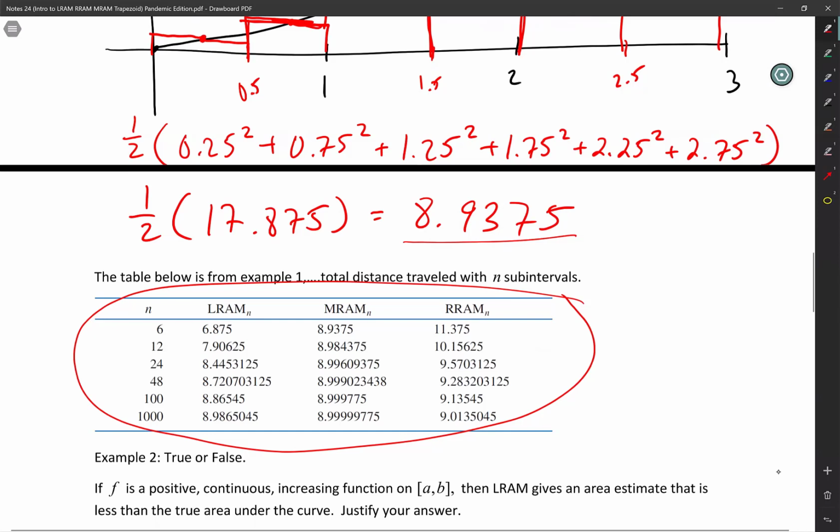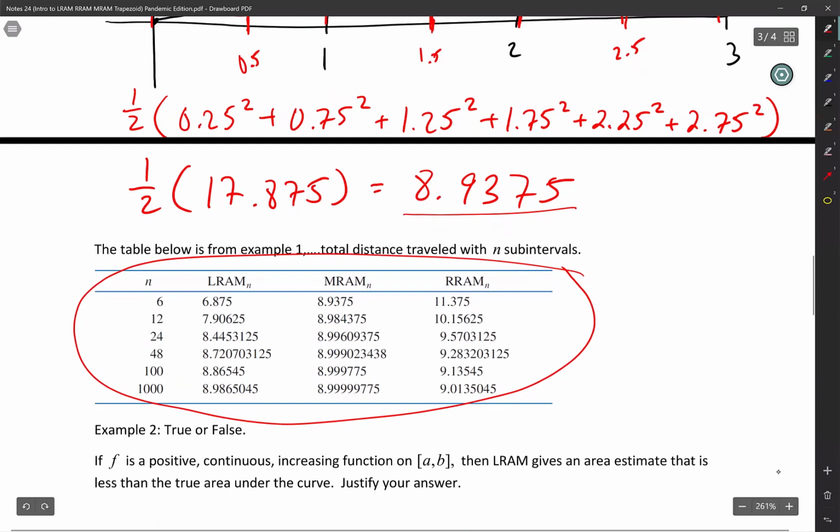It's like going between 9 and 9. Okay. Check it out. Viacana said because it looks like this, they're all approaching 9. That is so true. Put that on the side. Put in there somewhere: as n approaches infinity, all methods, all LRAM, MRAM, RRAM, all approach 9. All of them.